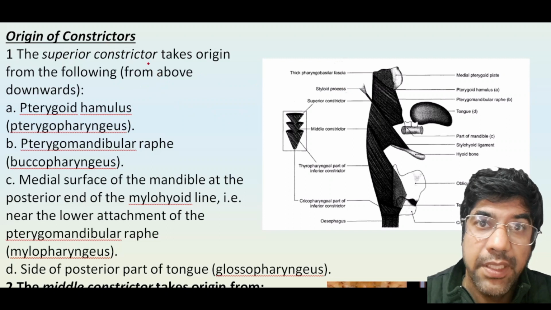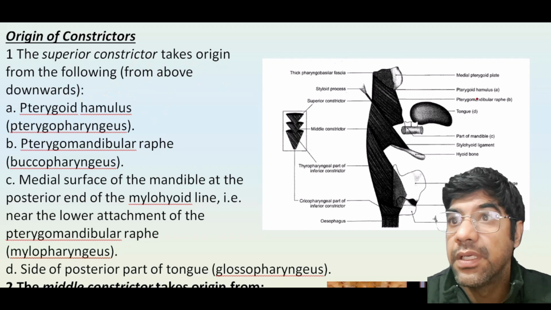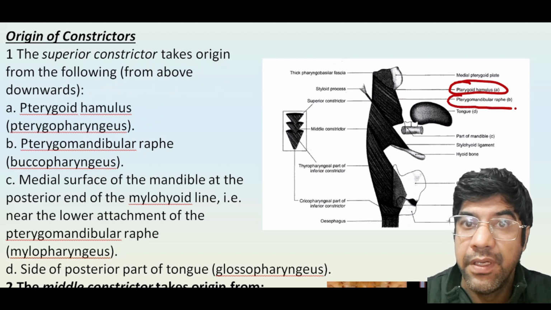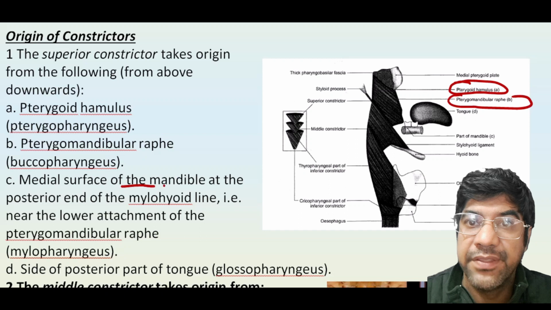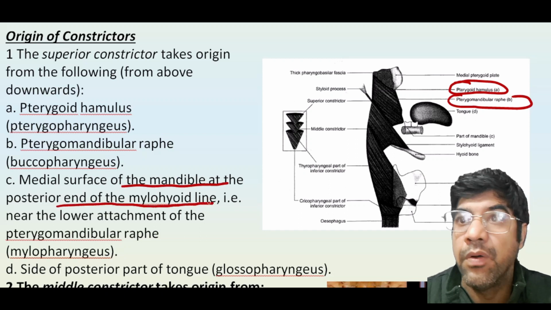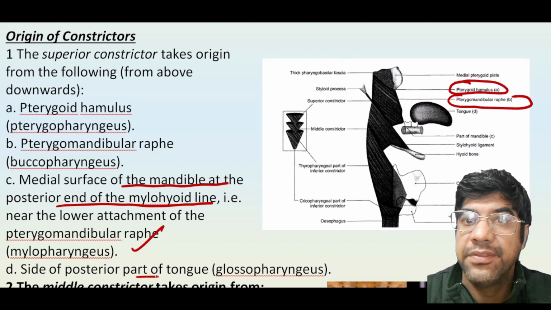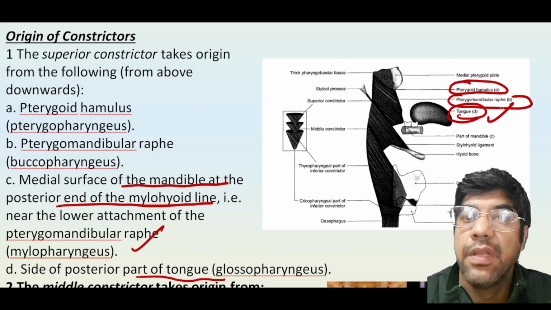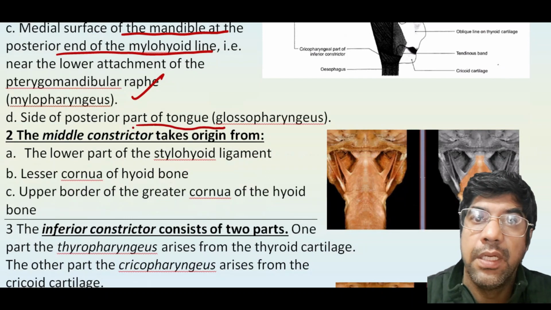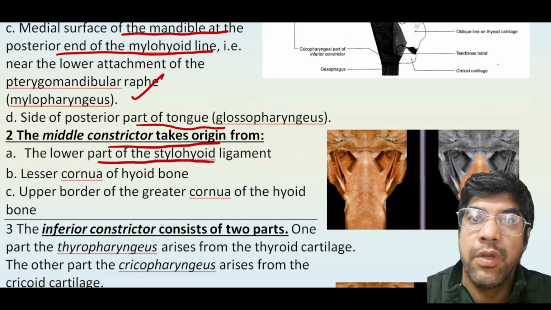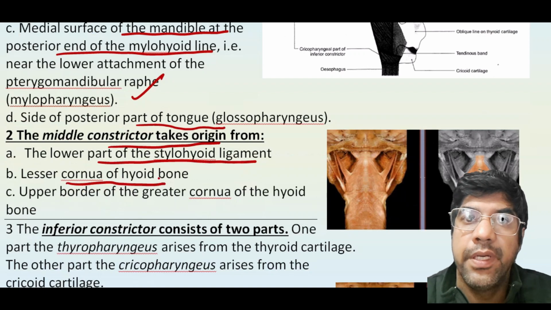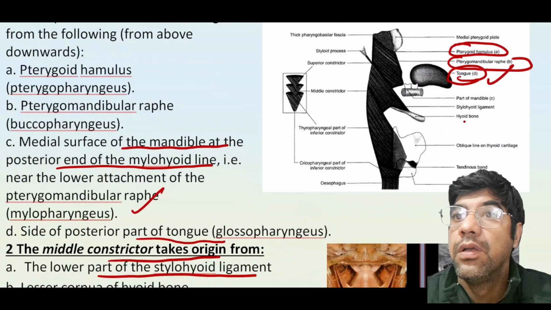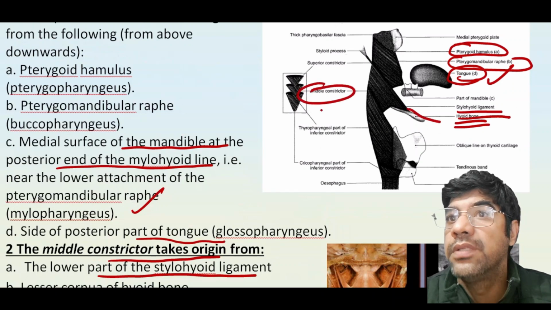The superior constrictor takes origin from the following, from above downward: the pterygoid hamulus, the pterygomandibular raphe, the medial surface of the mandible at the posterior end of the mylohyoid line, and the side portion of the tongue. Whereas the middle constrictor takes origin from the lower part of the stylohyoid ligament and the lesser cornu of the hyoid. This one is the middle constrictor.